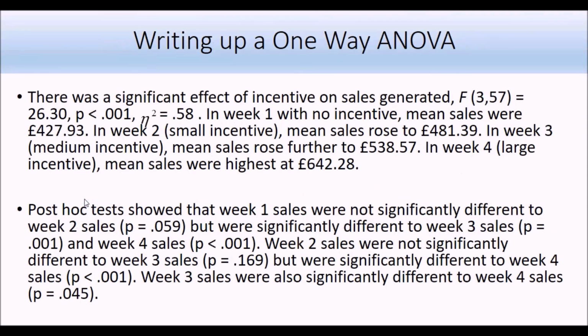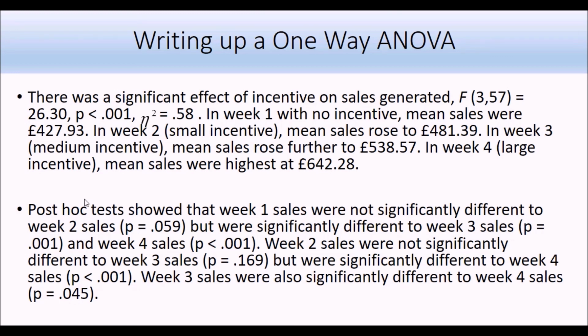Right, just a note on writing up this repeated measures one-way ANOVA then. What you'd want to do is report the main effect of incentive. So there was a significant effect of incentive on sales generated. Report the test statistics. Make sure you report the mean scores to just give an indication of exactly what's going on in terms of the direction of the effect. And then in the second paragraph, I've gone on to the results from the post hoc tests, where you really only need to report the p-values for these.